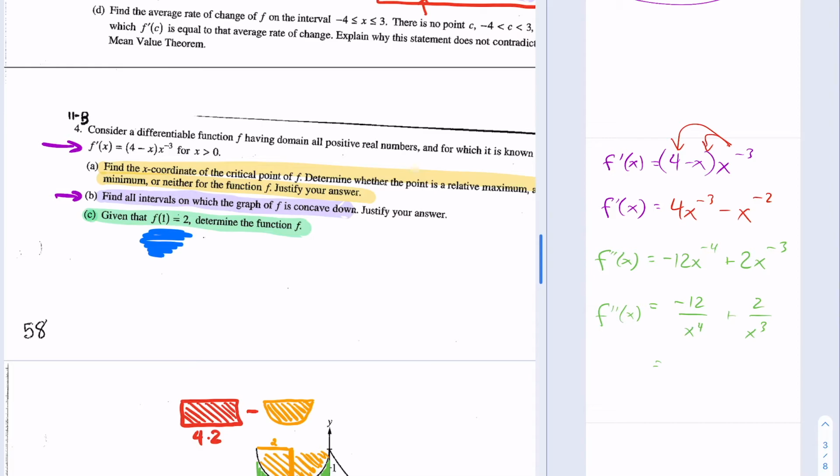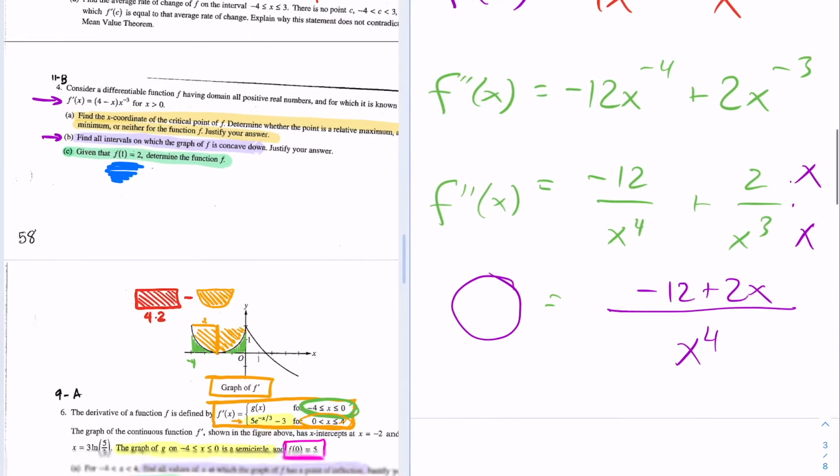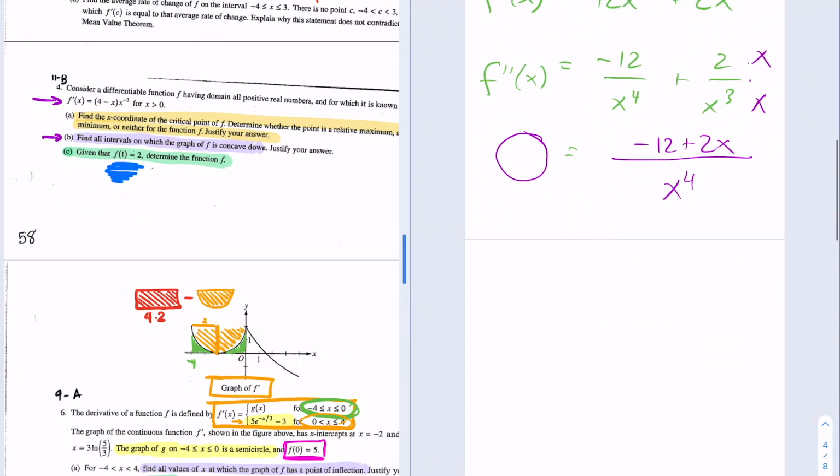So before I do that, I'm going to make one big fraction. I'm going to get a common denominator, which will be x to the 4th. And up top will be negative 12 plus the 2x. Okay. I'm going to set this equal to 0. All right. So more on the analytical side. In order to make a fraction equal to 0, you have to make the numerator equal to 0. Okay? So if you solve this here, x should come out to 6.